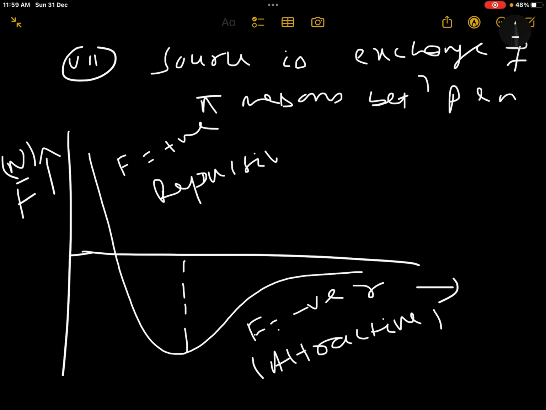So nuclear force is attractive or repulsive or both? Both. At this point, R0 is equal to 0.8 Fm, where force is maximum attractive. It is the stable condition. So this is a graph showing the variation of nuclear force with distance.